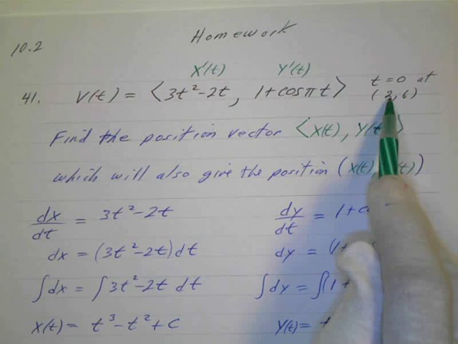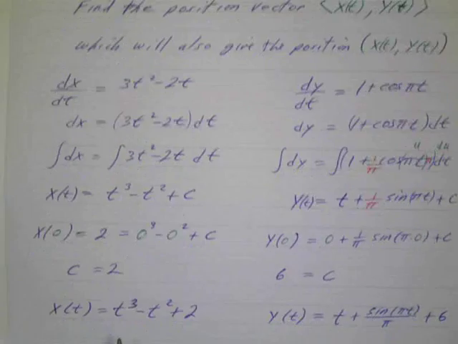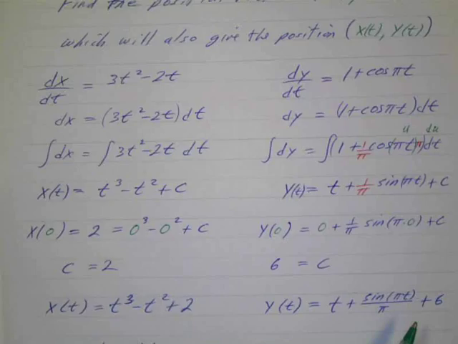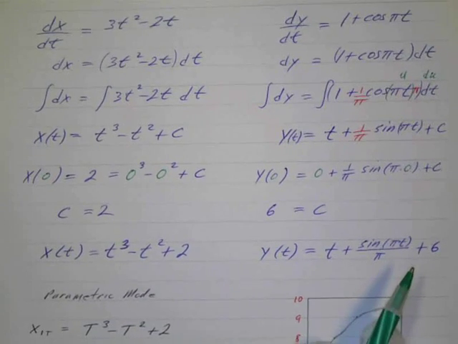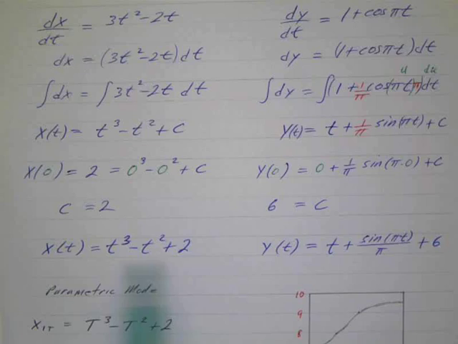All right? x of 0 is 2, and I put 0 in for t. So I got 0 cubed minus 0 squared plus c, so that ends up being 2 equals c. So there's my x component down over here. Sorry, I hope I didn't miss all that. It's real easy to just put it in. So we've got our x component.